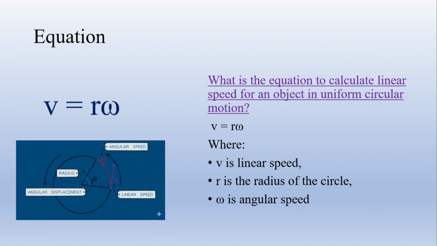So the equation for linear speed is v equals r omega. It means velocity equals radius times angular speed, or you can say angular velocity.